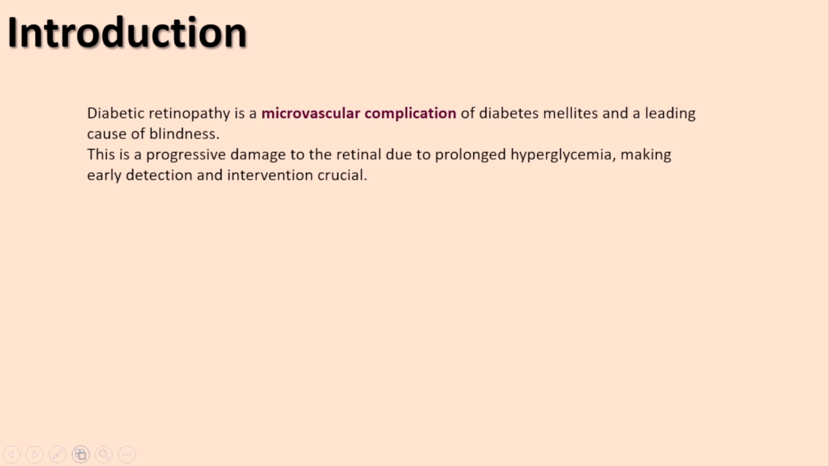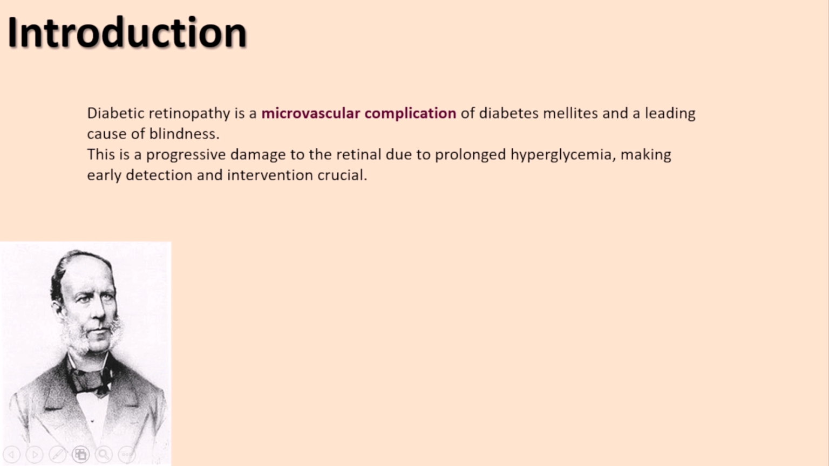So, diabetic retinopathy is a microvascular complication of diabetes mellitus, and this is one of the leading causes of blindness in the population, especially in the United States. This is a progressive damage to the retina due to prolonged hyperglycemia, and detecting it at the earliest stages is very important, and interventions can be crucial because it can prevent blindness in a very large group of people.